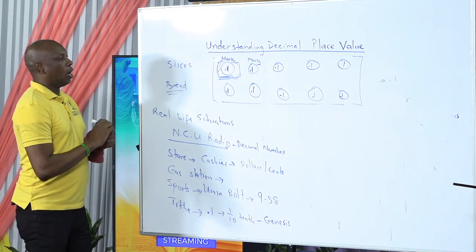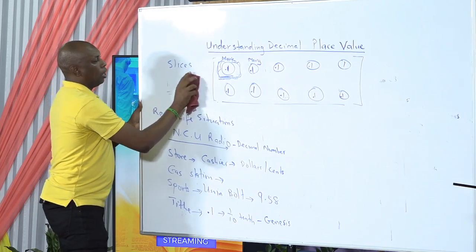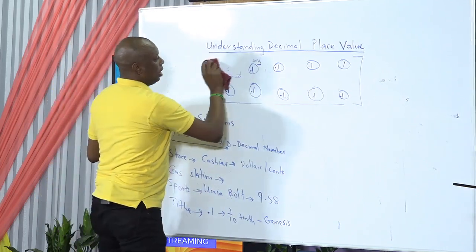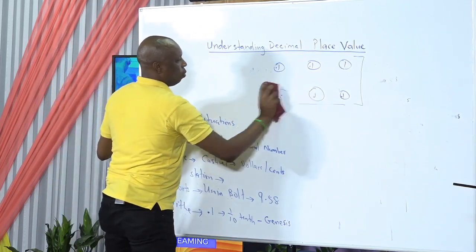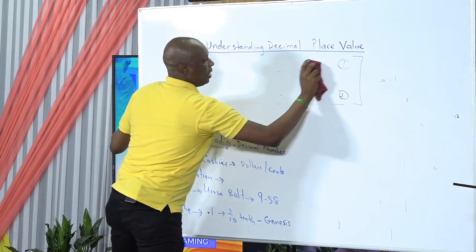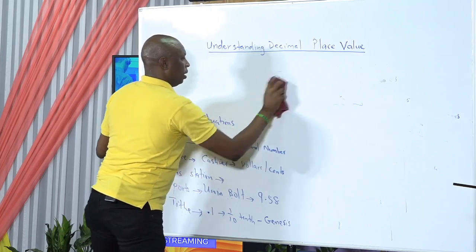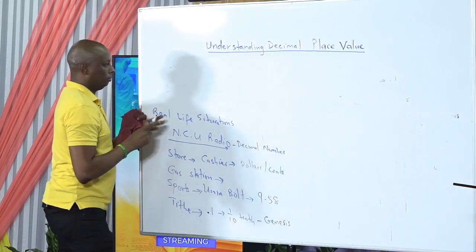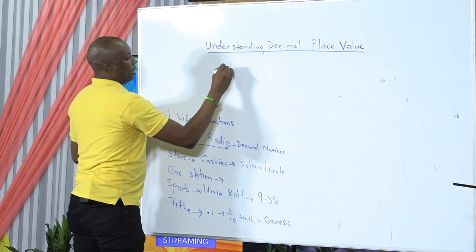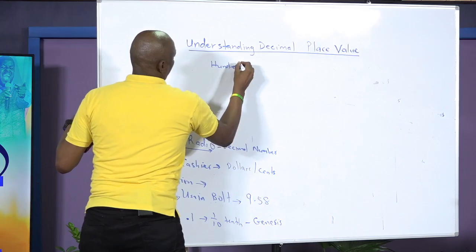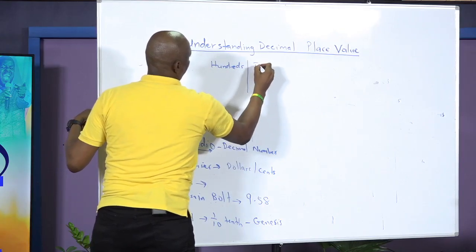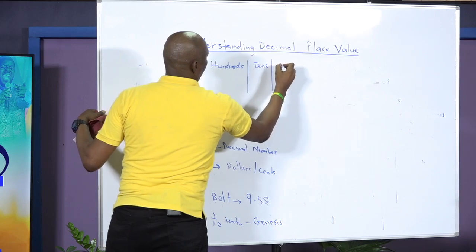We say that understanding decimal place value is going to come from our understanding of the number system that we are working with, and it's a base 10 system. So I'll just go back, put this on the board for you. I'll just start with my hundreds, tens, and ones.